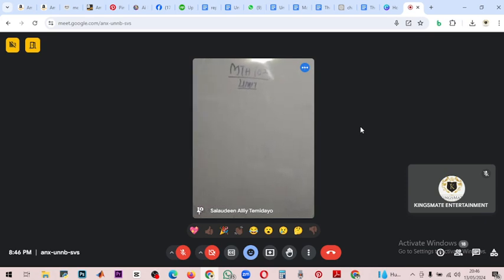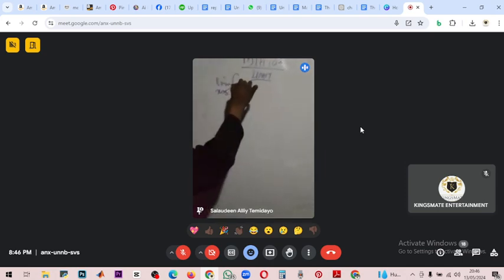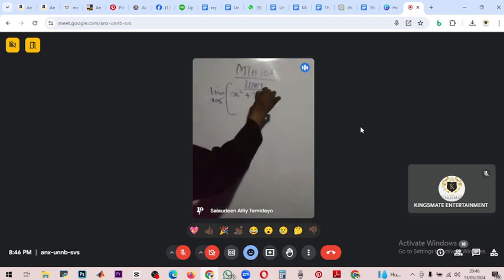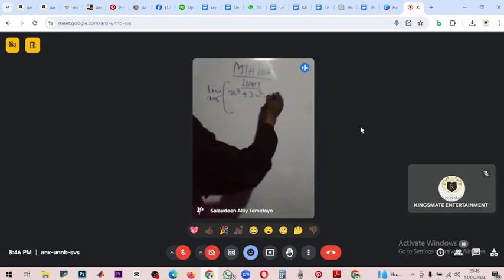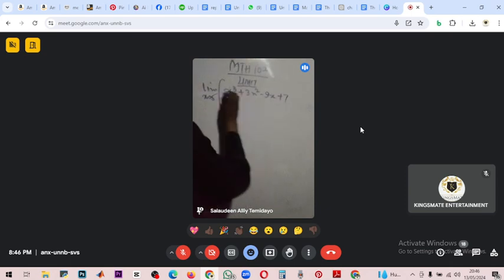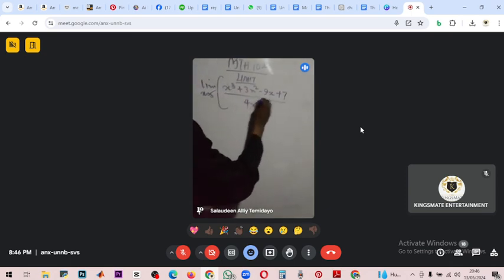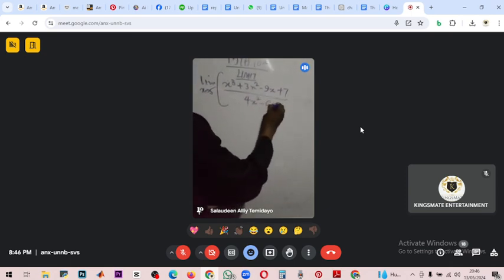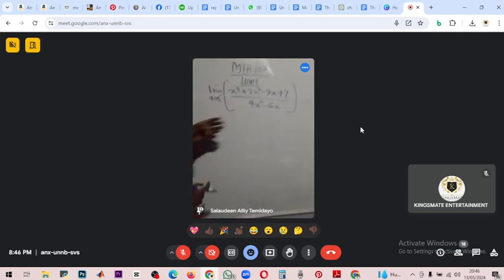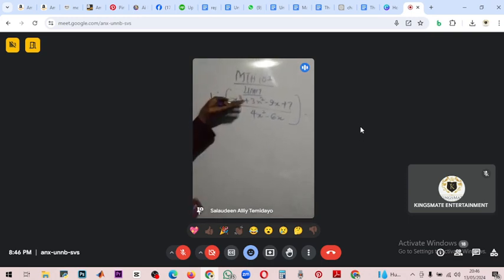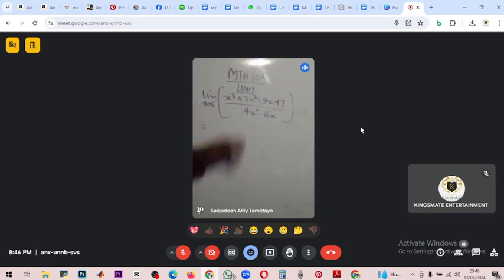Here is the example. Limit x to 5 of x cubed plus 3x squared minus 9x plus 7 over 4x squared minus 6x. So you can as well use the theorems and split all these things up. This is a polynomial at the numerator, a polynomial at the denominator. You can split them up.